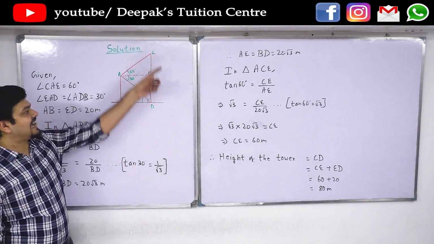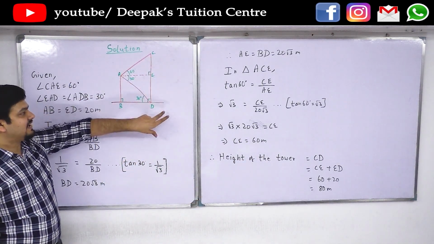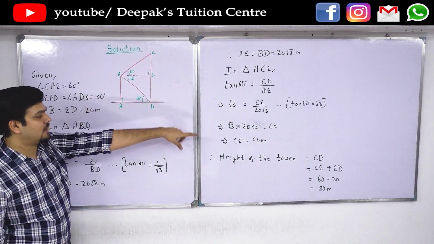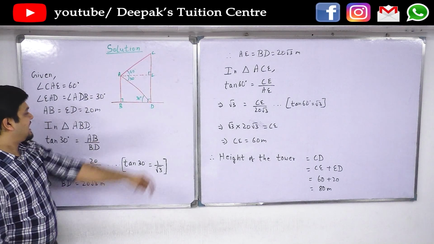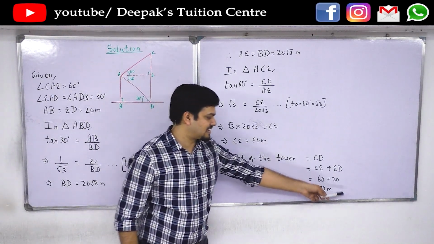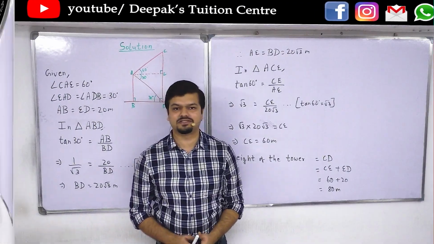Now I have to find the height of the tower, that is CD. CD is obviously equal to CE plus ED. We already know that CE is 60 meters and ED is 20 meters. So therefore height of the tower is 60 plus 20, that is 80 meters.